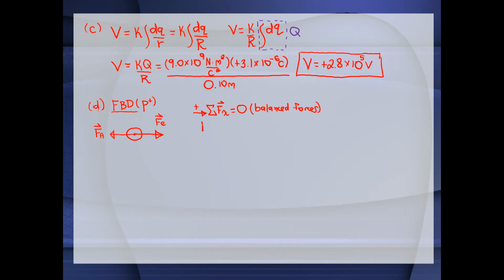Okay, so this would become Fa minus Fe equals 0. So that tells me that Fa would be equal to Fe. And then we're going to write down the electrostatic force in terms of the charge of the particle and also the electric field strength. So this is going to be Q multiplied by the electric field strength, which is E. And we determined that in part B.